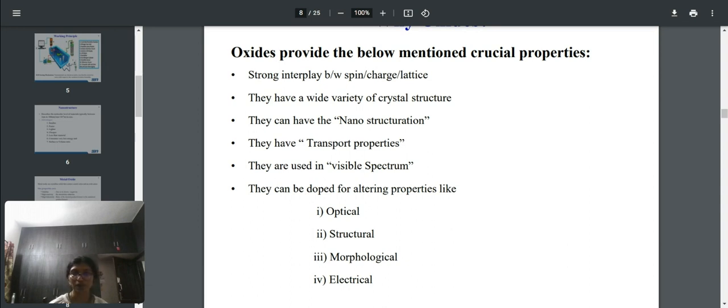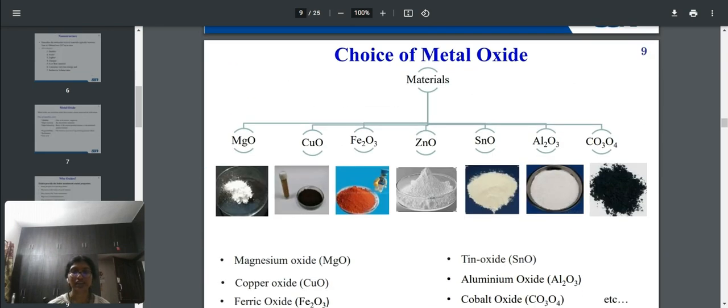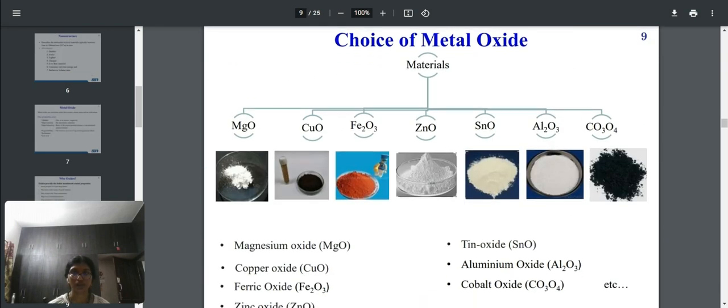They have transport properties which can be useful for transporting the electrical signal that is generated. They can be doped for altering properties like optical, structural, morphological, and electrical. And NiO is used for doping ZnO, and ZnO happens to be an N-type semiconductor material, and NiO is a P-type semiconductor material. Why exactly are we using ZnO when the choice of metal oxides are here?